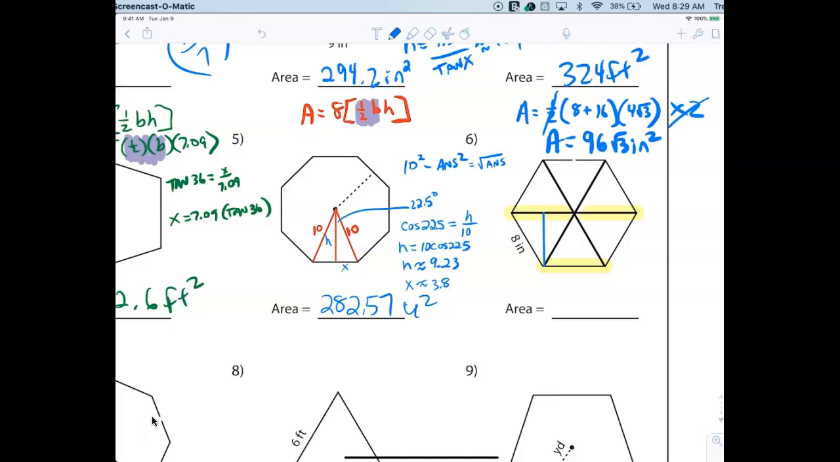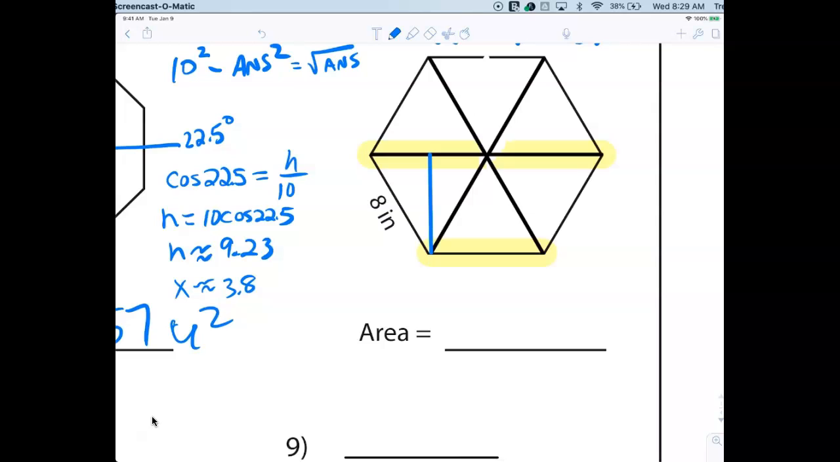Okay, because in the 30, 60, 90, right? This right here is 30. This right here is 60. Do you agree with that? That makes this 4. Opposite 30 is half the hypotenuse. And that makes that 4 radical 3. All right? Easy as that.